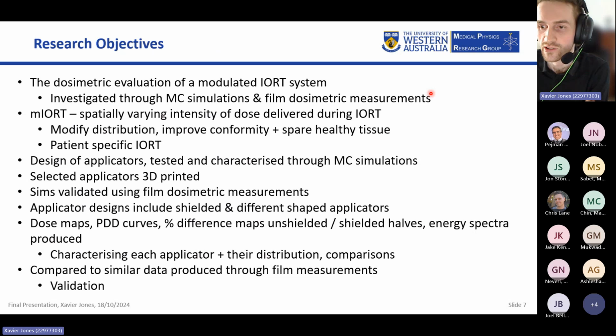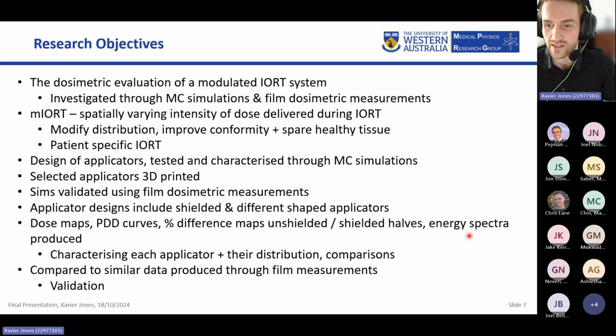This study involves the dosimetric evaluation of modulated intraoperative radiotherapy, or MIRT as I've coined, investigated through both Monte Carlo and film dosimetric measurements. MIRT involves spatially varying the intensity of dose delivered during IORT, modifying the dose distribution to improve conformity to the tumor bed and further sparing healthy tissue. This can possibly lead to the provision of patient-specific intraoperative radiotherapy in the future.